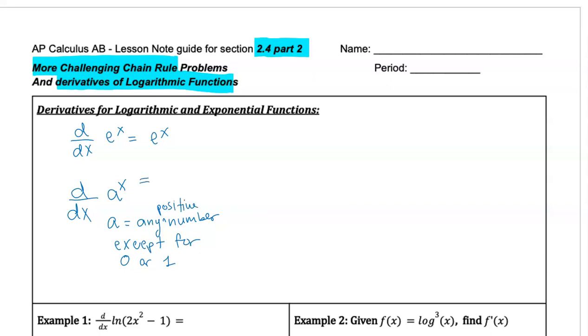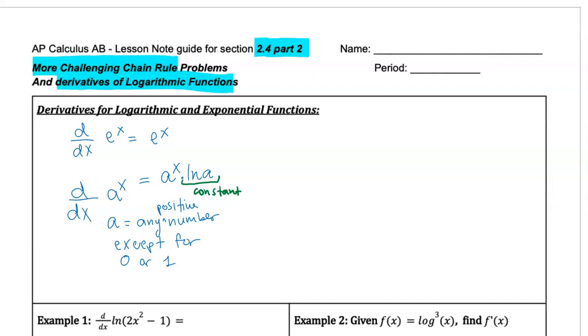Then the derivative of a to the power of x would also have itself in the derivative, just like e to the x did, but then I would need to multiply that by the natural log of a. And this, remember, is just a constant. So you'd have your function a to the power of x, and then it would be multiplied by this constant where you take the natural log of the base.